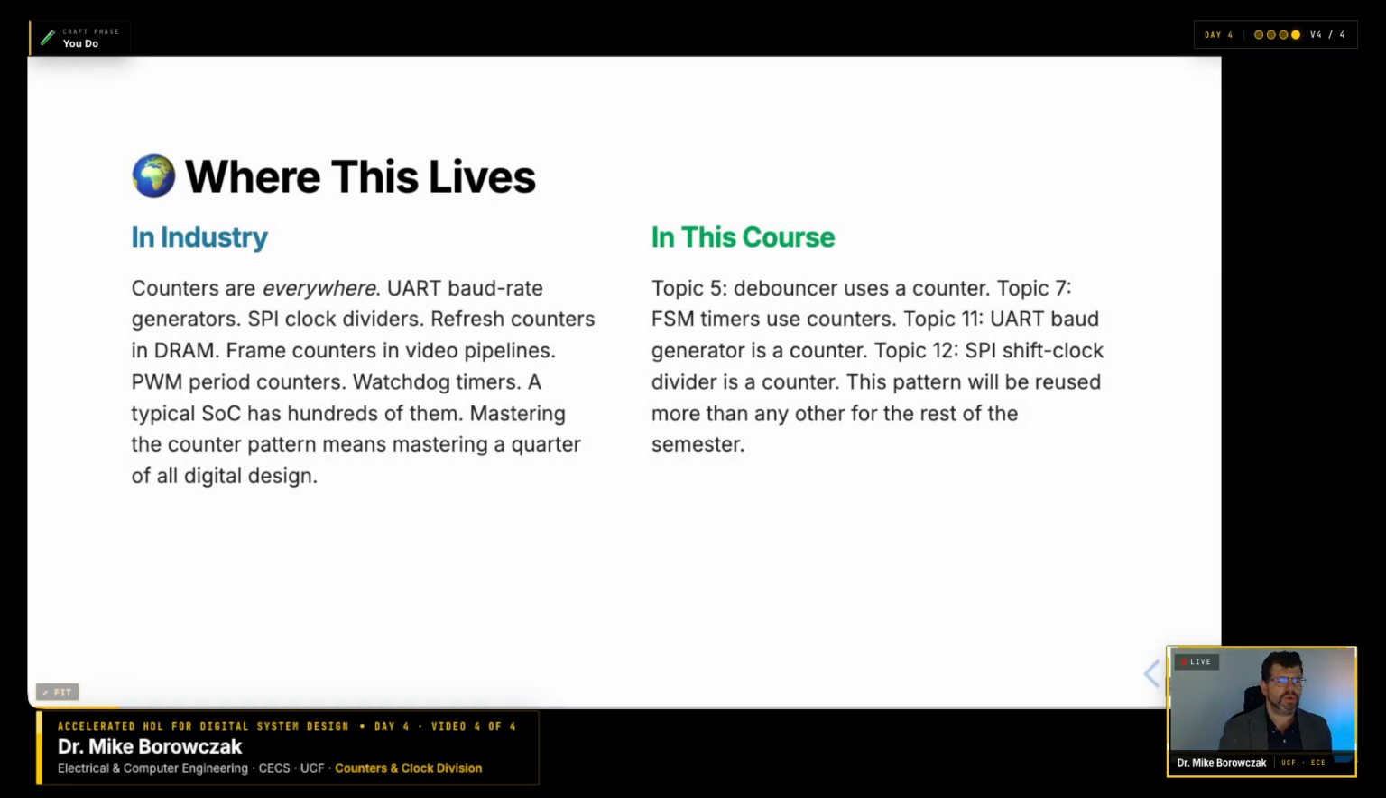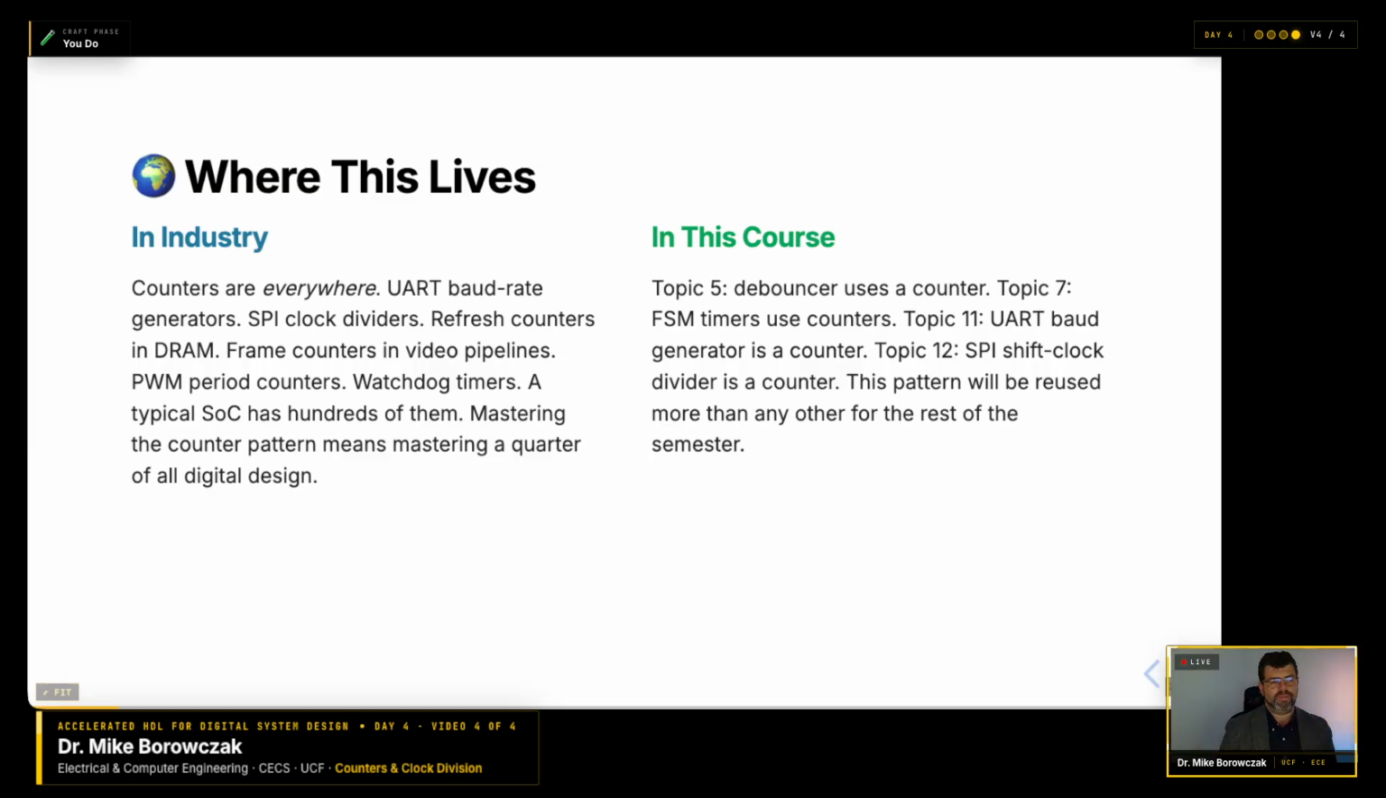So where does this live? Well, counters exist throughout our designs. They are keeping track of baud rates. They are used to do clock division. They are used for refreshing counters when looking at DRAM. They're there when we talk about video, pulse width modulation, watchdog timers. An SoC, a system on chip, has hundreds of counters operating throughout. So understanding how counters work will also lead to you understanding, roughly, this is just an estimate, about a quarter of all digital design. It is that important.